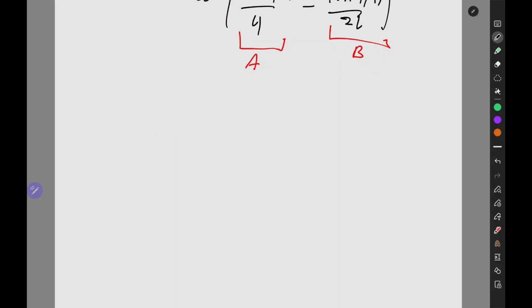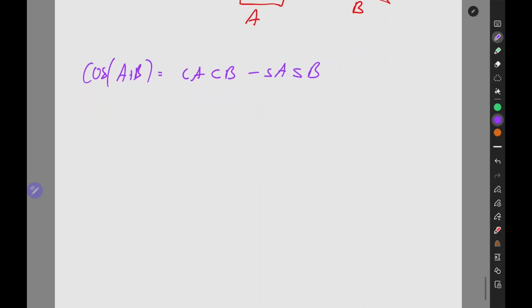Now let me do this in a different color. Cosine a. I'm going to use shorthand notation. Cosine a, cosine b, minus sine a, sine b. If you ever take higher level mathematics or engineering courses, you'll see professors will start to use this notation.